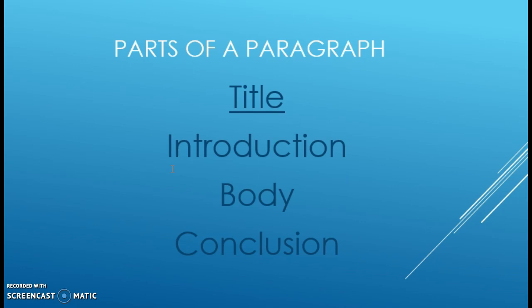The next part of the paragraph is the body. This is the middle part, usually, of the paragraph, and it expresses your knowledge and ideas about that topic that you talked about in your introduction, in your topic sentence. It usually includes 3 or more sentences, and we call these detail sentences. Then our final part of our paragraph is our conclusion, and the conclusion is usually the last sentence of the paragraph, and we call this the clincher sentence. So once again, there's going to be 4 parts of each paragraph: the title, the introduction, the body, and the conclusion.